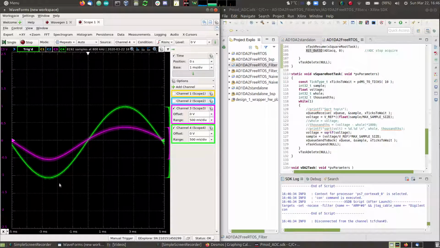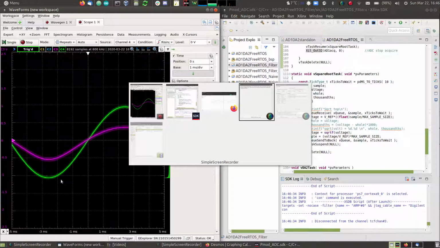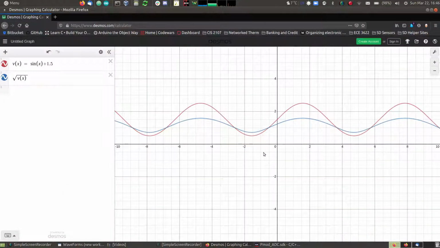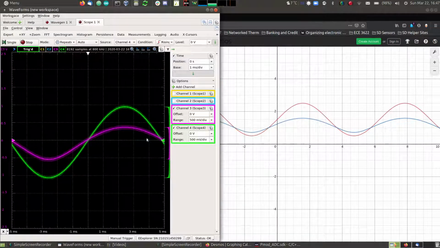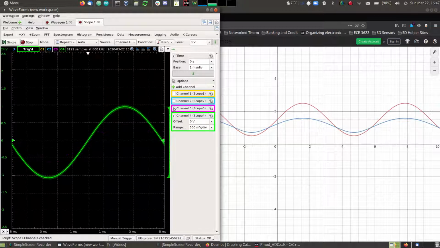And if we take a look at the graph of a sine wave with an amplitude of 1 shifted up by 1.5, that's our red line here. And then if we take the square root of that, that's our blue line. What we get in the wave generator, or what we see on our oscilloscope, is pretty close to that. So I think we did an okay job there.